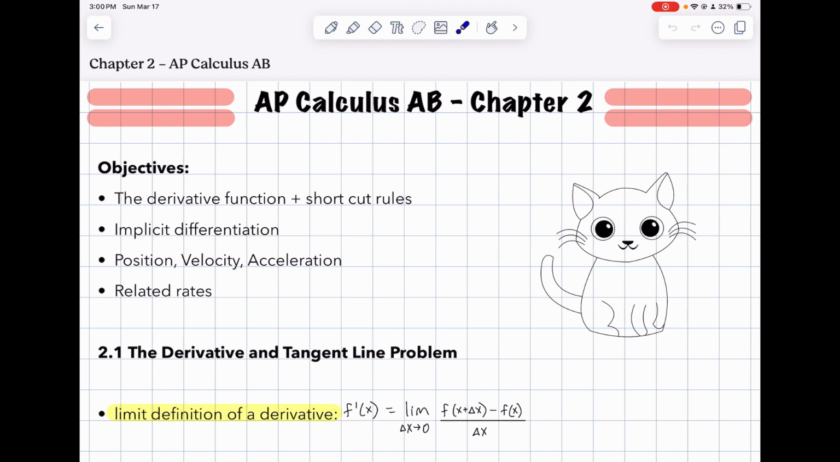So, to recap, in today's video, we've learned about the derivative function and shortcut rules, such as the power rule, product rule, and chain rule. We learned about implicit differentiation and how you can differentiate a function that isn't explicitly stated as y equals something. We learned about position, velocity, and acceleration and how they're all related to each other, how velocity is the derivative of position, how acceleration is the derivative of velocity, or the second derivative of position. And finally, we learned about related rates and how to solve equations where one variable is changing with respect to time. So that's all for today.